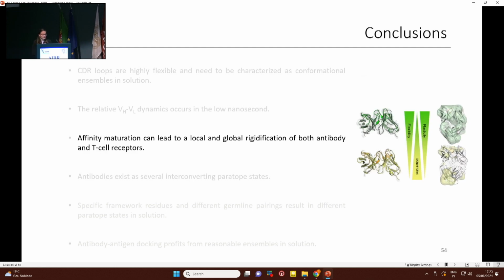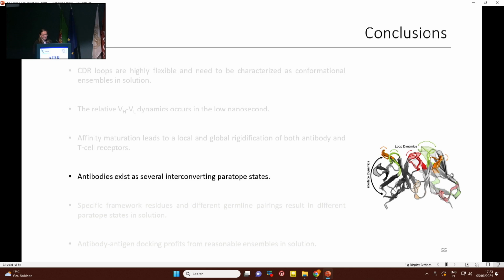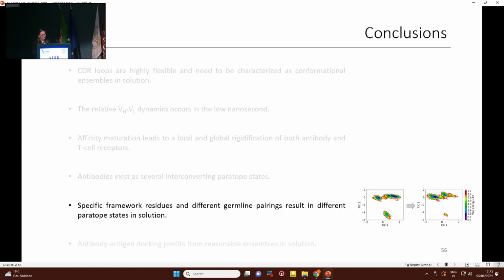Affinity maturation, we observed for a couple of cases that we find a local and global rigidification for both antibodies and T-cell receptors. And this brought us then also to the view that antibodies reveal correlated CDR loops, and so specific framework residues and different heavy light chain pairings are obviously also strongly involving those paratope states in the respective CDR loop conformations.